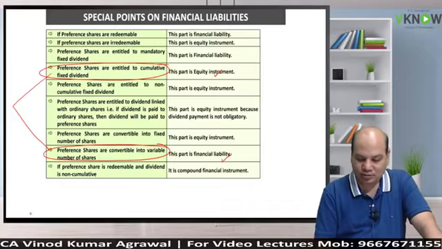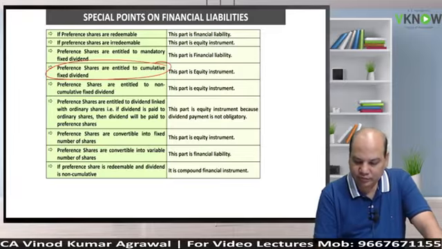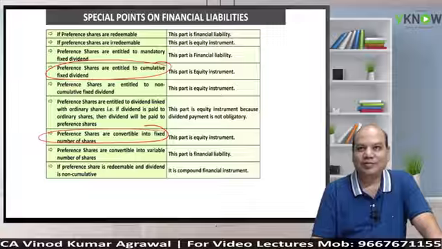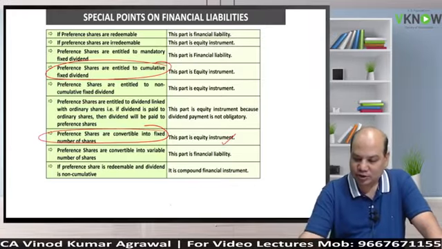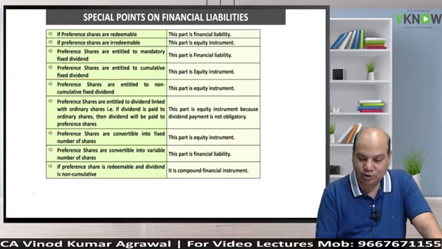Okay, I'll change it. Cumulative fixed dividend, fixed number of equity shares to be issued on conversion. This is equity, this is equity. Now the whole instrument will be called an equity instrument. Okay, I'll make one more combo for you.